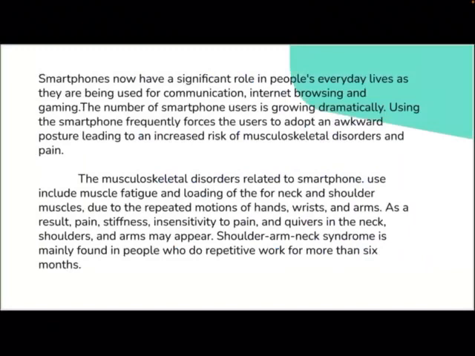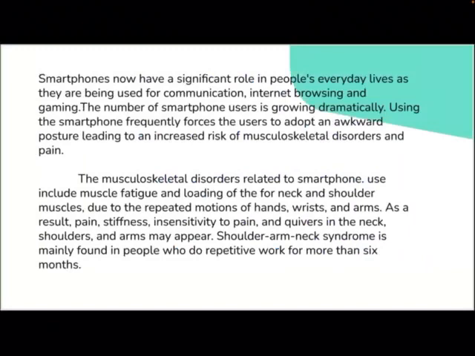Smartphones, as we all know, have a significant role in people's everyday life now. And the number of those roles and the number of phones being used is growing at a very drastic rate. Using a smartphone leads to people being put in awkward positions, and that in turn increases the risk of musculoskeletal disorders, which usually leads to a lot of pain.